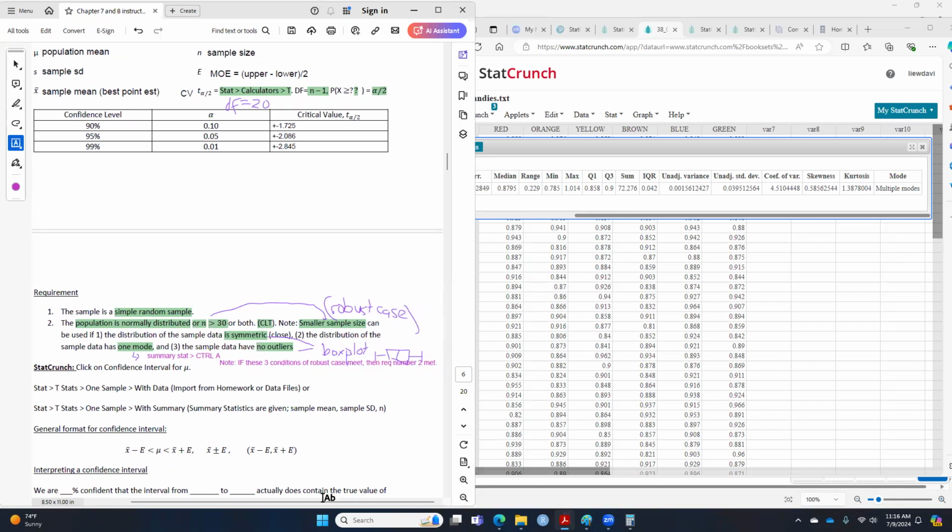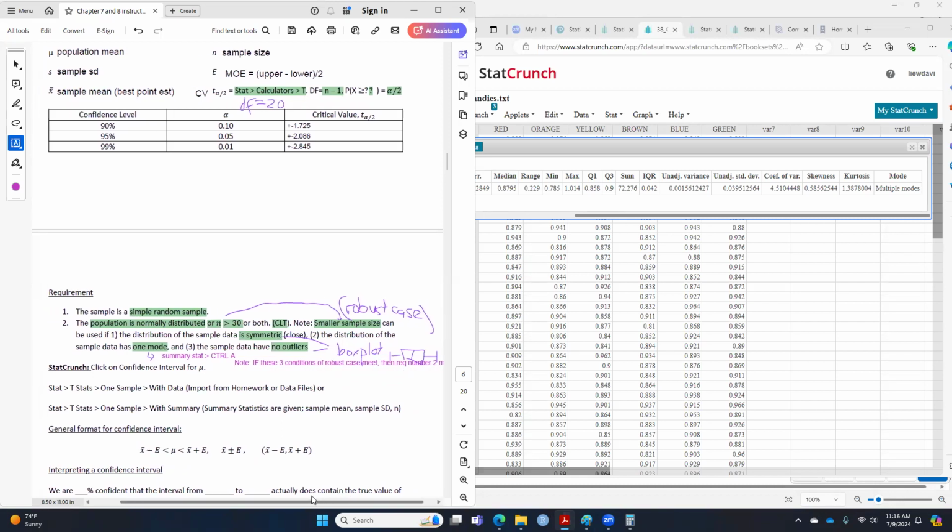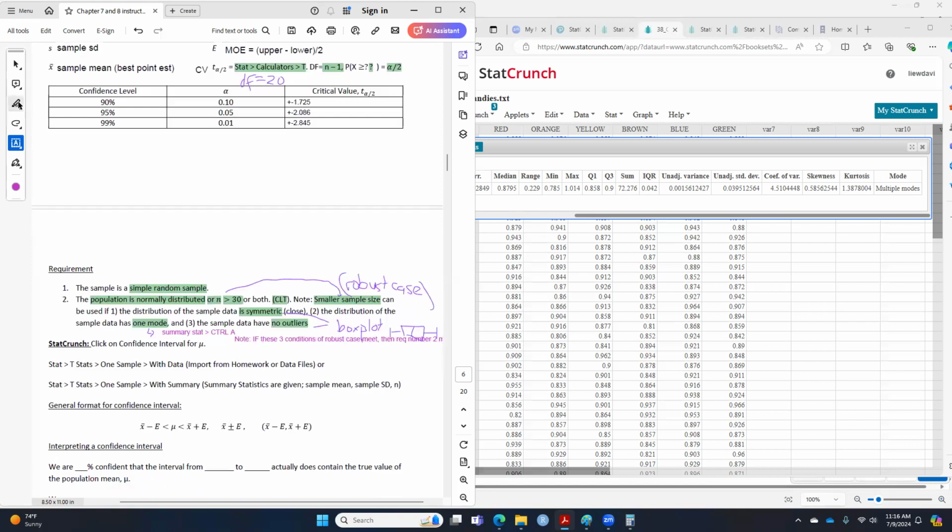Okay. We'll do an example on this so you guys will see the requirements that we talked about. Now for StatCrunch, like last time, I'll type it out in the Word document so we will know which StatCrunch option you will use. In this case, we will use Stat, T Stats, One Sample, either with data or with summary. So I'll show you where it is.